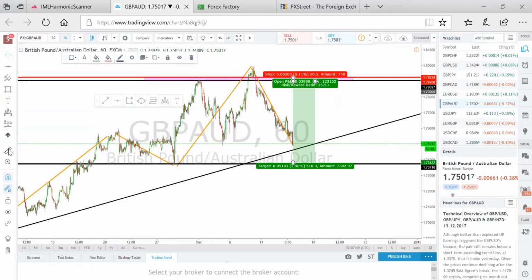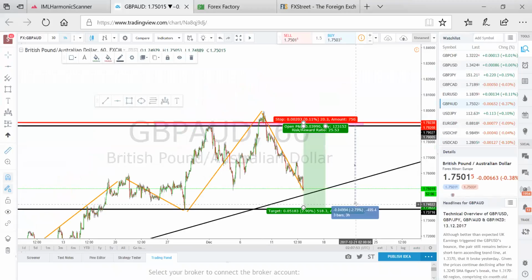So we're looking at 400 and something pips. This is why I had such a big risk area. You all see that?